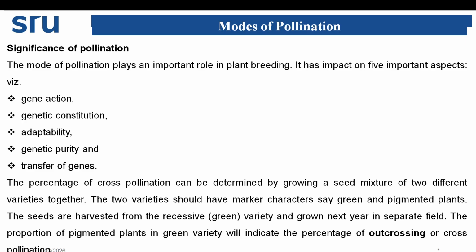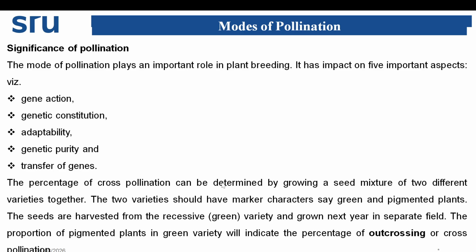Now, what is the significance of pollination? We have seen self-pollination and cross-pollination. Then what is the significance? The mode of pollination plays a very important role in plant breeding. It has an impact on 5 important aspects. First, the foremost aspect, that is gene action. Second, genetic constitution. Third, adaptability. Fourth, genetic purity. And last, transfer of genes.